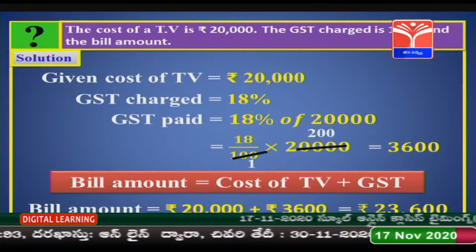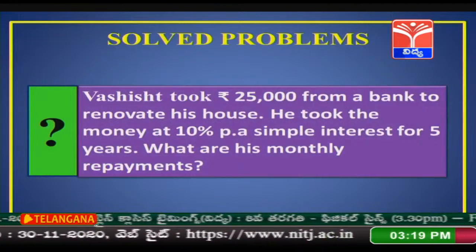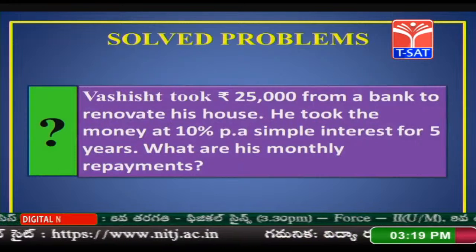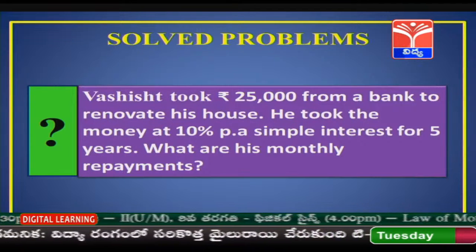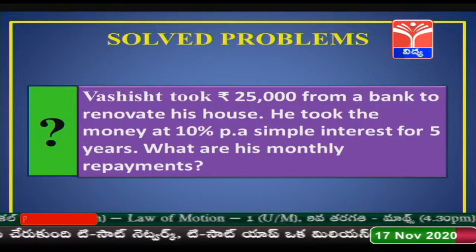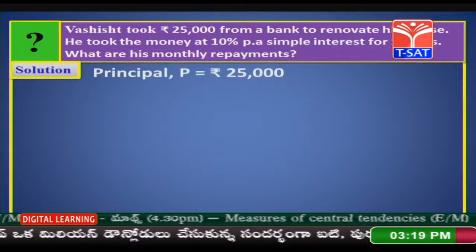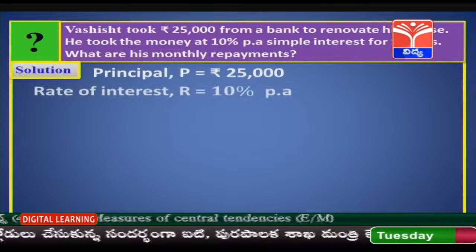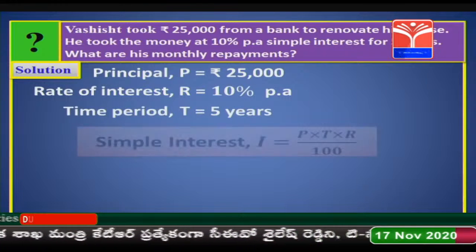So, let us move on to our next problem. Vashish took 25,000 from a bank to renovate his house. He took the money at 10% per annum simple interest for 5 years. Now, what are his monthly repayments? Let us start with the solution. So, the principal is 25,000, rate of interest is 10% per annum, and the time period is 5 years.